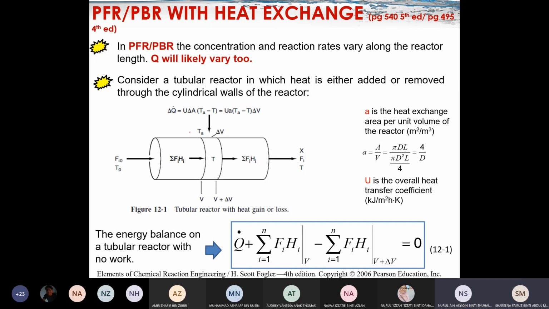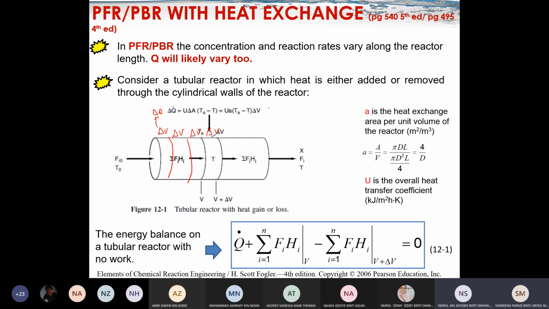Okay, sebab kalau PFR dan PBR ni, kalau kita nampak, there is a feed here. Okay, so there is a difference of the volume here. Alright, so for each of the volume difference here, it will have a different Q heat. Okay, so consider a tubular reactor in which heat is either added or removed through the cylindrical walls of the reactor. Okay, so we still apply the same equation. Okay, Q is equal to U A (T_a minus T).